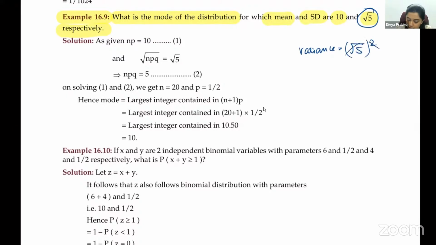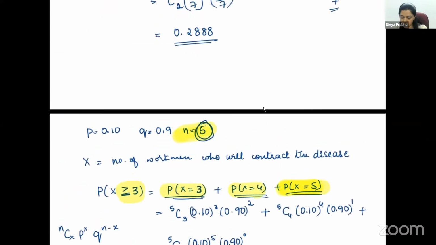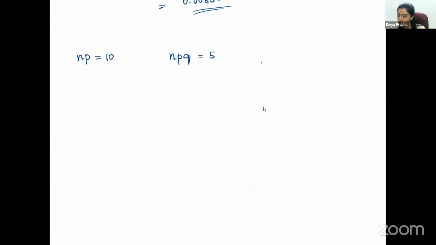Root and square will get cancelled. Variance is equal to 5. The formula for variance is what? N into P into Q, which is equal to 5. So this is what we have. Now they are asking you to calculate what is the mode. See, to calculate mode, first you need to find out (N plus 1) into P value. Correct? You have N. Do you have P? No. First we'll have to calculate that.